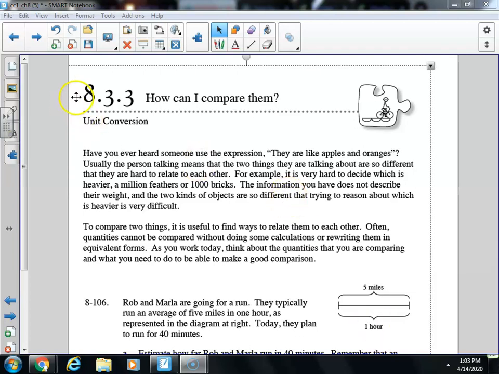Today we're going to be doing lesson chapter 8.3.3. How can I compare them? We're going to be using something called a unit conversion. So read along with the introduction.